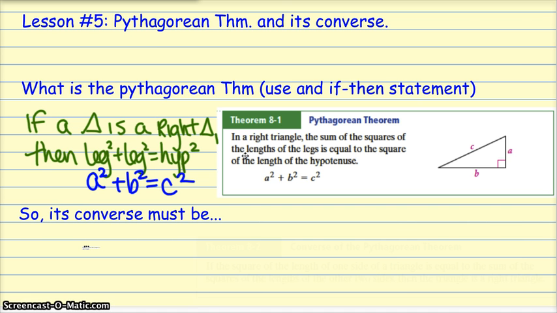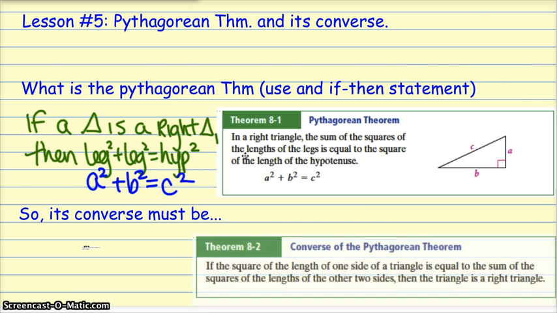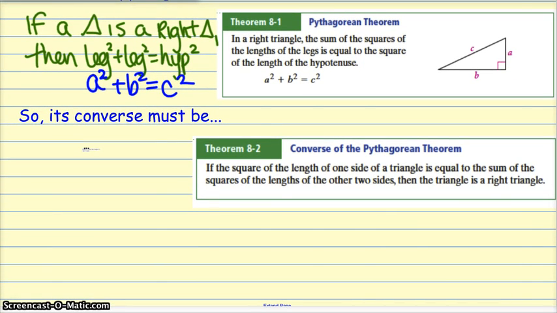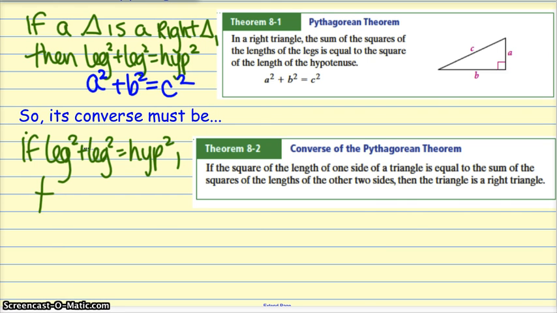Its converse is the same but backwards. This says if the square of the length of one side of a triangle is equal to the sum of the squares of the lengths of the other two sides, then the triangle is a right triangle. Basically, if leg squared plus leg squared equals hypotenuse squared, then the triangle is a right triangle.